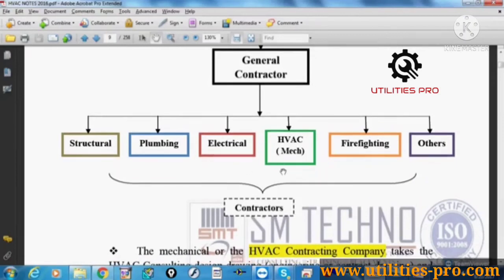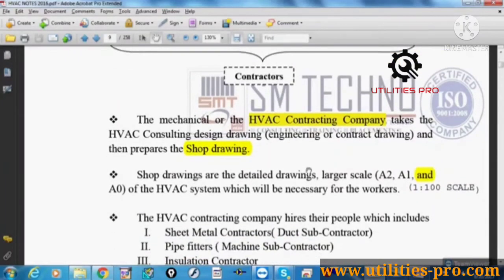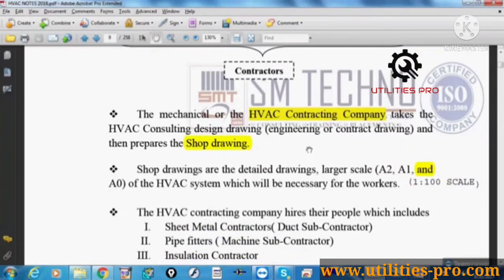Okay, so this is a sequence, but we are bothered about HVAC, because we are learning HVAC. So in this theory you'll get the idea about HVAC installation. The first step, what we discussed, is the mechanical or HVAC contracting company. Already we discussed who will take care of the installation: the contracting company, and you can highlight this. The contracting company takes the HVAC consultant design drawing.